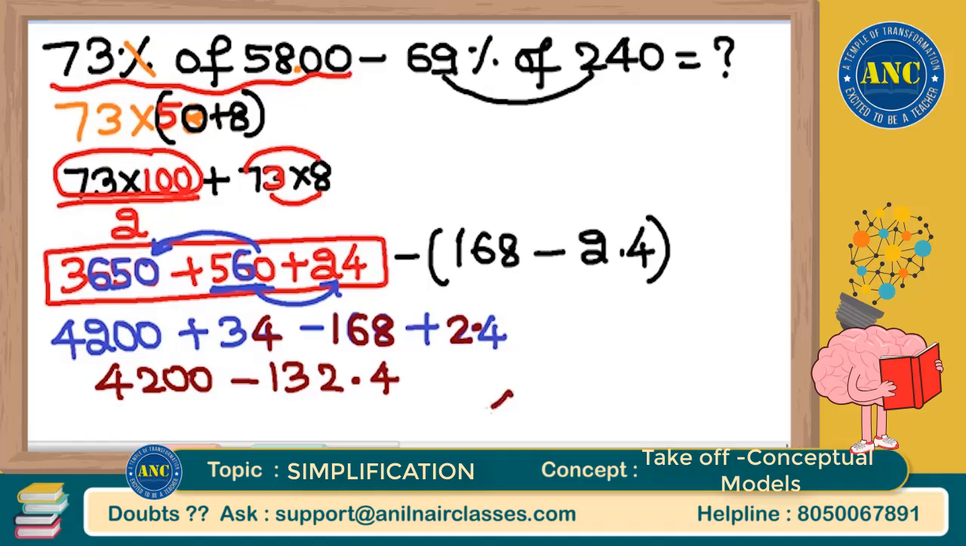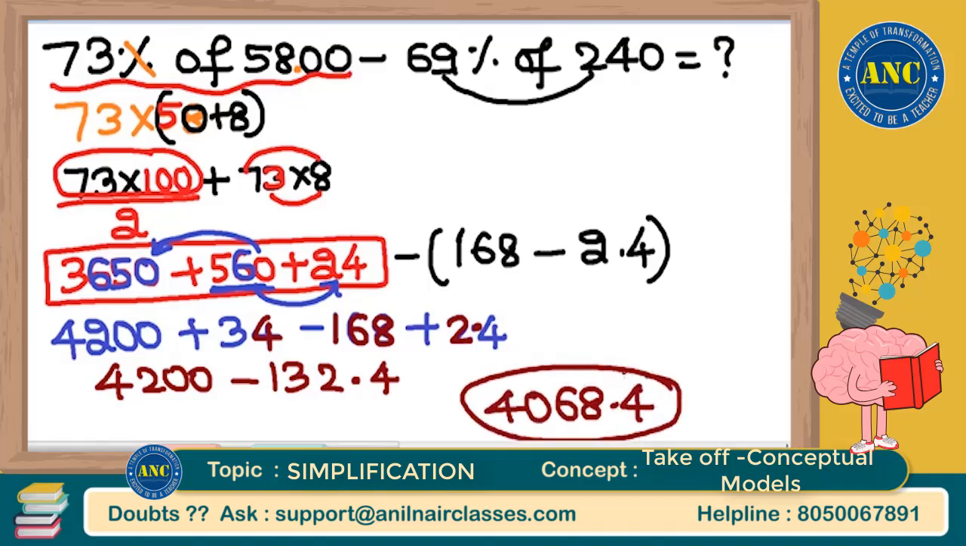So your final answer is 4068.4, right? You need not write 0.4 here. You remember that 0.4 is there, and you can write it at the end directly. Direct answer, very, very fast. In fact, all these steps you can eliminate. These are the steps you should actually calculate in your mind, and you should arrive at this step directly. That is where you have won the race in the simplification topic.